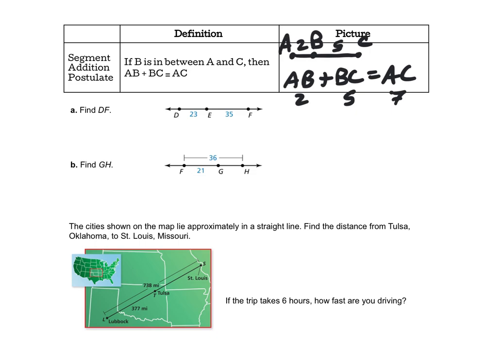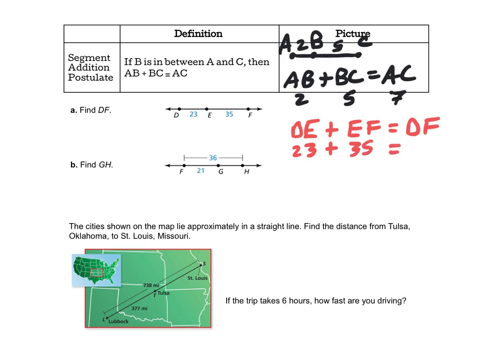So we're going from D to F. We know that DE plus EF is equal to DF. The two smaller pieces add up to equal the big piece, okay? We're trying to find DF, the length of DF. Well, it labels DE as 23 in the picture. It labels EF as 35.